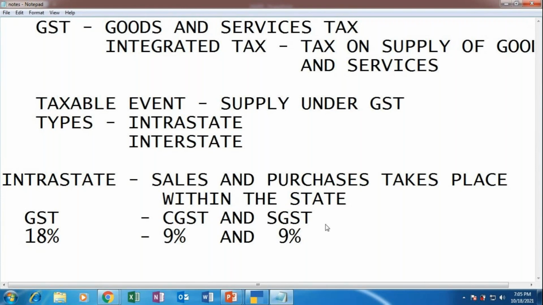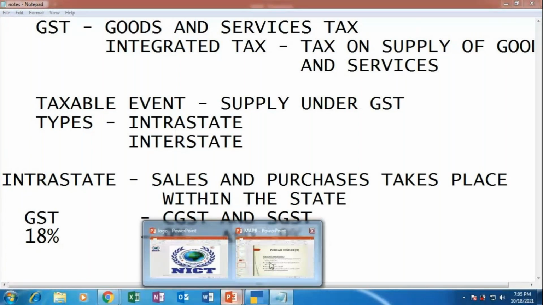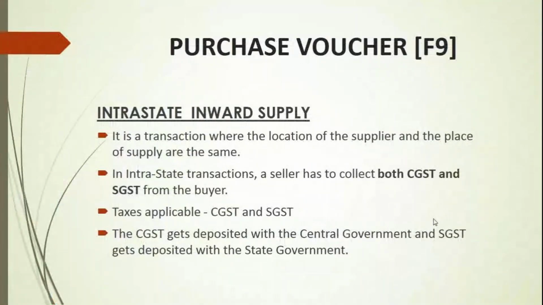Okay. Now, I'll go back to the discussion on the presentation here. Right. So now we are discussing the purchase, of course. And what kind of purchases are we discussing here? It is intrastate purchases, which means purchases taking place within the state. So it's a local purchase taking place within the state.